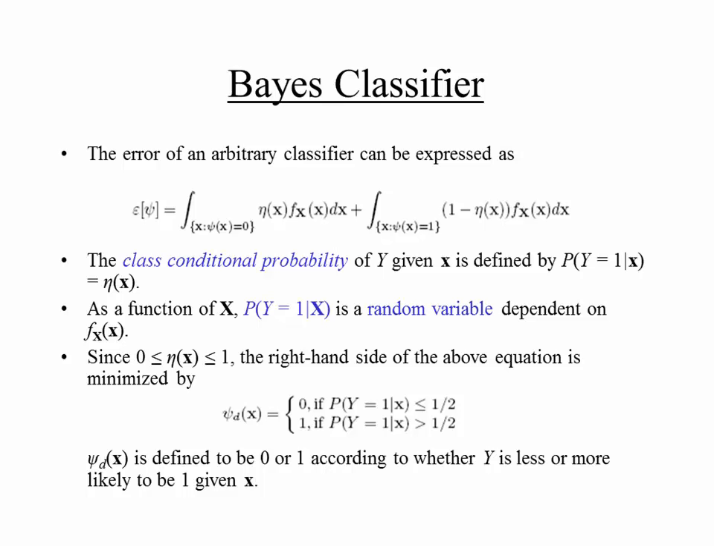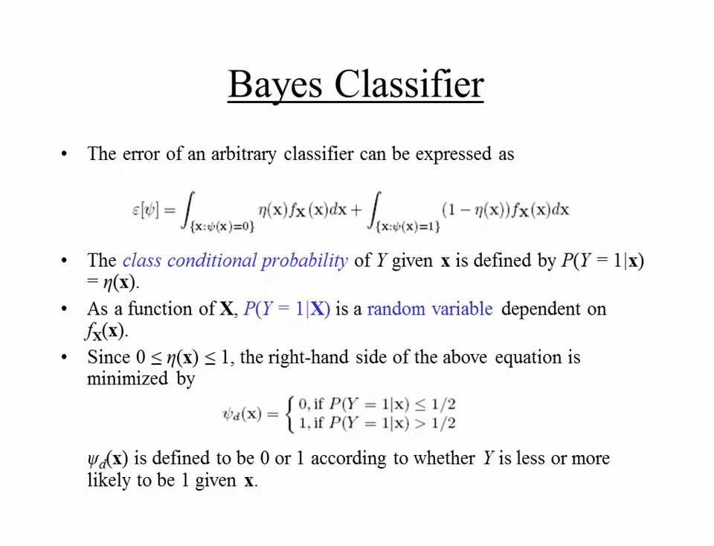So how should I choose this optimal classifier? So psi_D of x should be chosen as 0 if eta of x is less than or equal to 1/2. Because if I choose psi_D of x equal to 0, then those x's are being picked up in the first integral. And eta of x is less than or equal to 1/2, which means that 1 minus eta of x is greater than or equal to 1/2, so I'm picking up the smaller one. So that's how I come up with the optimal classifier.